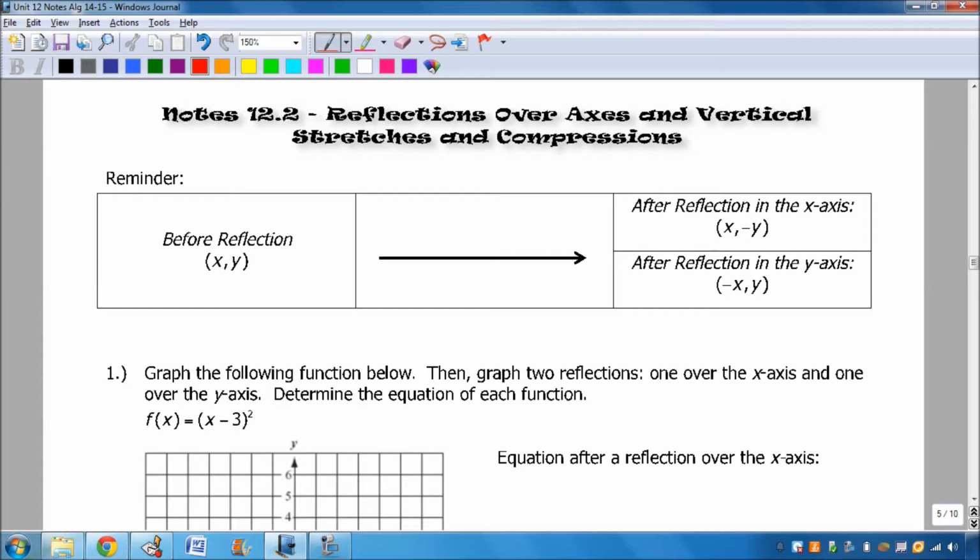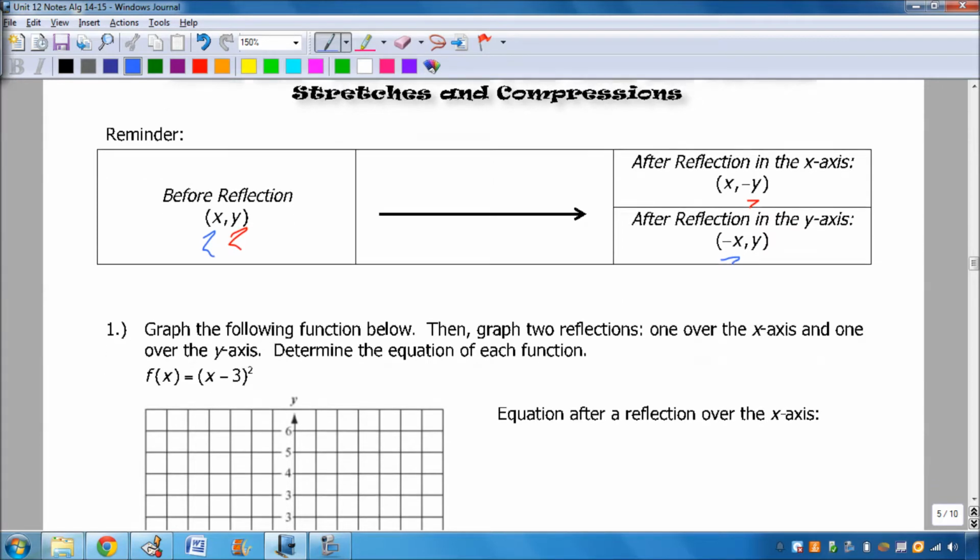If you remember, when we did our mini transformations unit, we looked at what happens when you reflect over certain axes. When we reflect over the x-axis, the x stays the same and the y changes to the opposite sign, because it flipped over the x-axis, so it's changing its vertical position. When you're reflecting over the y-axis, you're changing its horizontal position, so the y value stays the same, but the x value becomes the opposite.